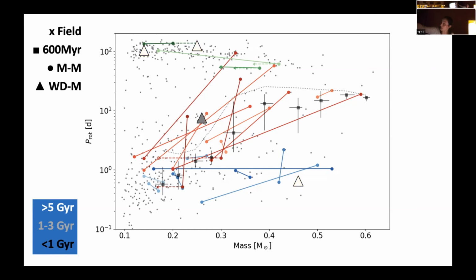So you'll see that up in the top corner, the two stars that match that slowly rotating sequence in the field are both very old, greater than 5 gigayears. The one that's at this intermediate part of the diagram, where it's partially begun to spin down, is intermediate in age, 1 to 3 gigayears.